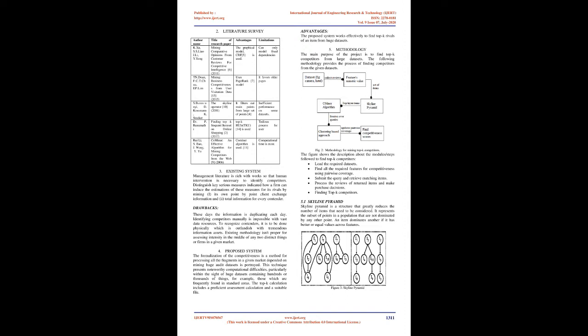CMiner, an effective algorithm for mining competitors from the Web 9, 2006. CMiner algorithm is used. 11. Computational time is more. 3.